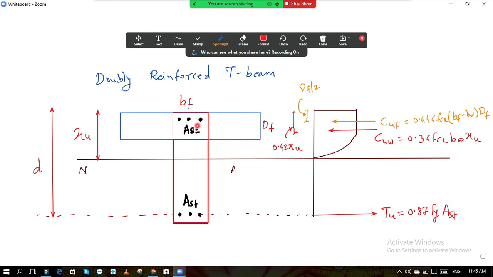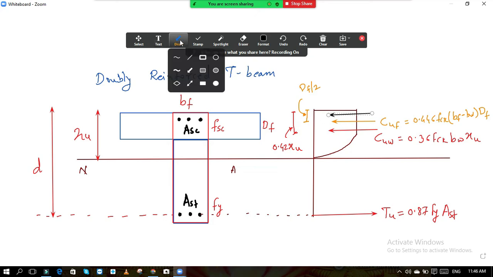And now what about this Asc? What is the meaning of this Asc? Asc means the area of steel in the compression zone. We have also seen the stress at this level. It is fsc. We have already studied that fsc is the stress in compression, and here we always take the stress as fy. So now there will also be an additional compressive force, and that compressive force I will draw over here. This is the third compressive force.